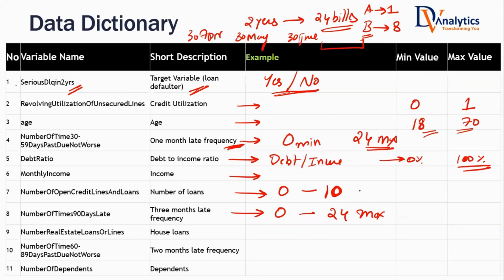Are you with me? A lot of people get confused. They take 24 divided by 3. No, what I'm saying is 24 out of 24. You specifically paid after 3 months. Then 24 will be maximum. Are you with me, everyone? With this one? Yes, sir. Makes sense.